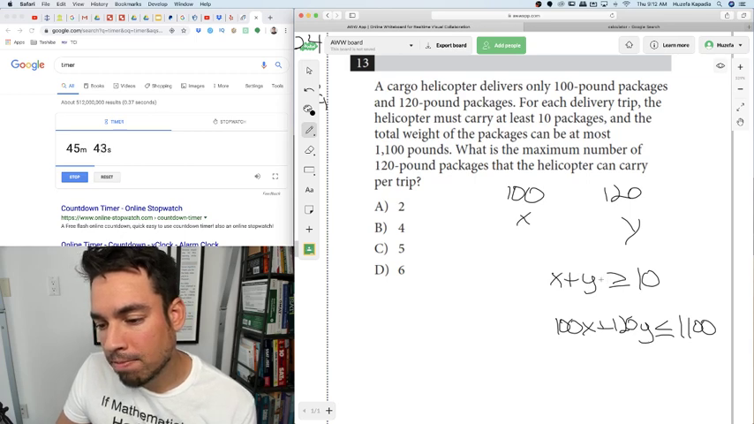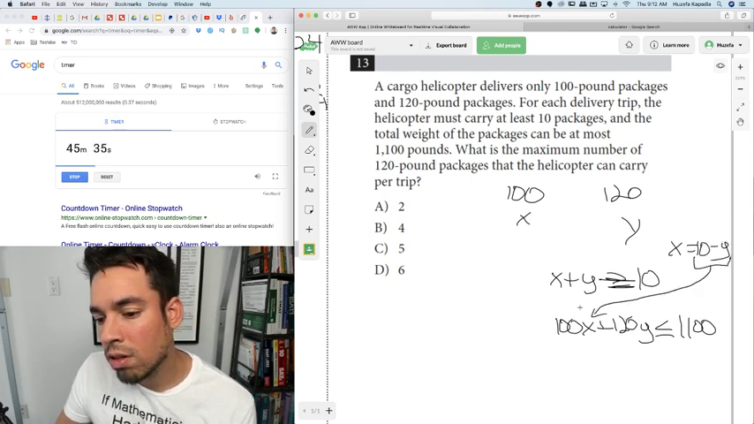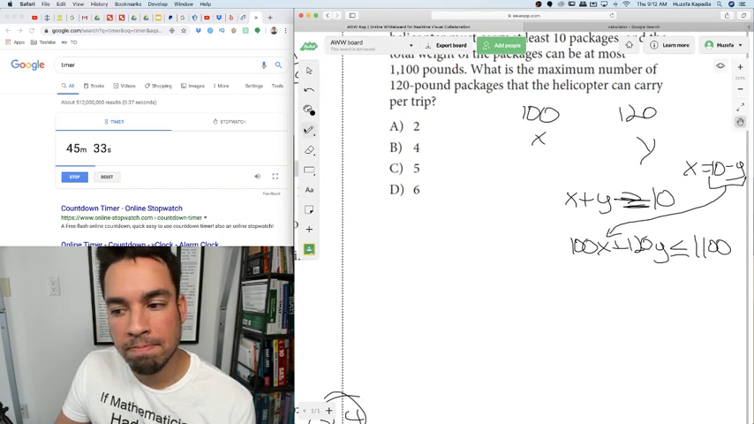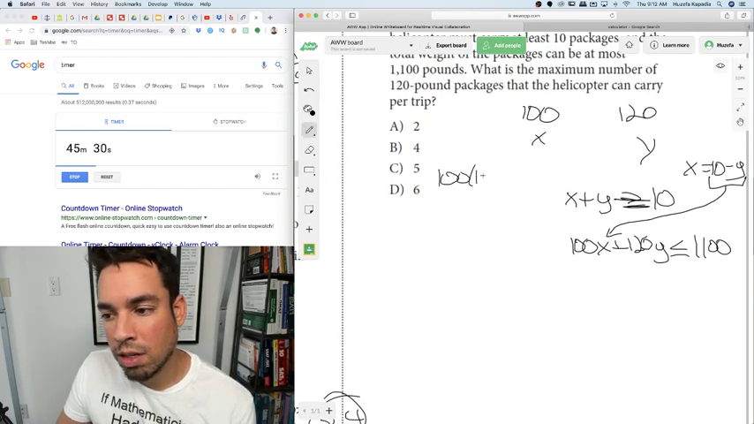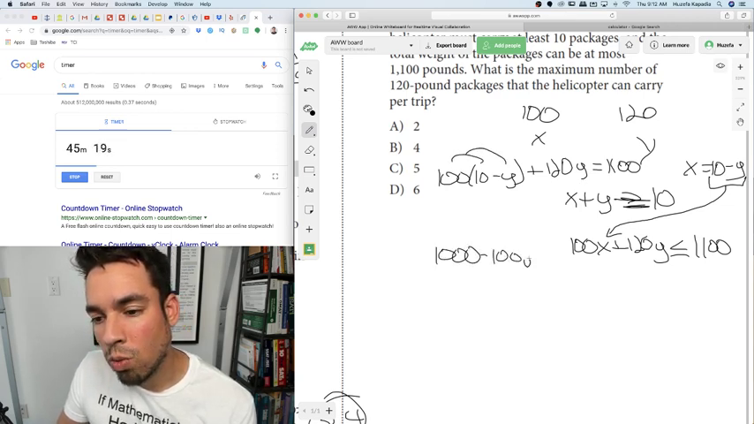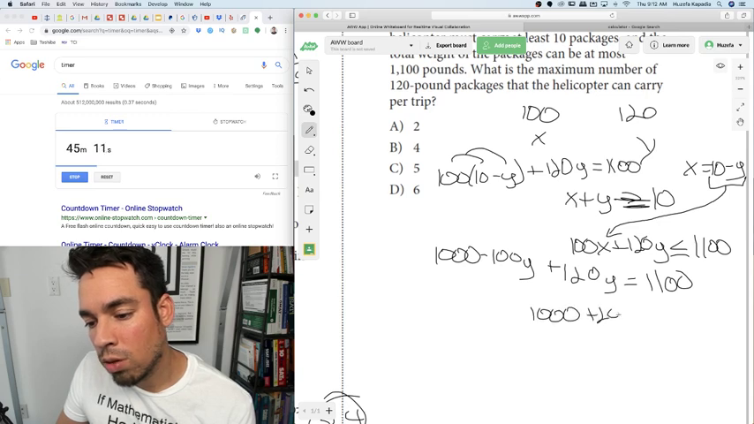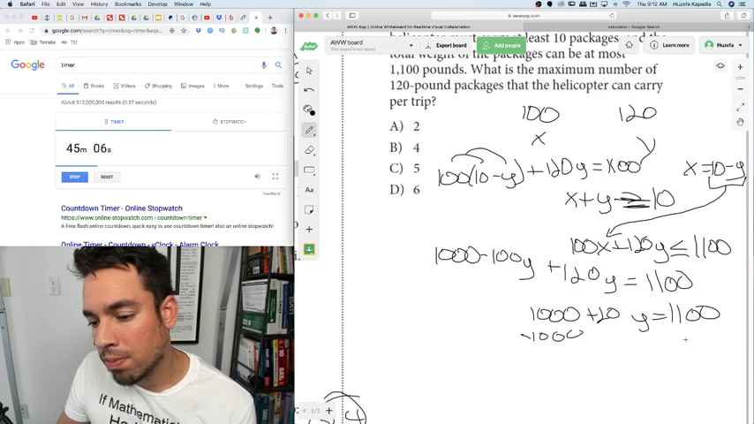So again, I'm going to pretend it's equal. I'm just going to isolate X. X equals 10 minus Y, and I'm going to plug this in here. Then we have 100 times (10 minus Y), because this will give us the Y value a little bit faster, equals 1,100. Distribute. 1,000 minus 100Y plus 120Y equals 1,100. And then that's 1,000 plus 20Y equals 1,100, minus 1,000.